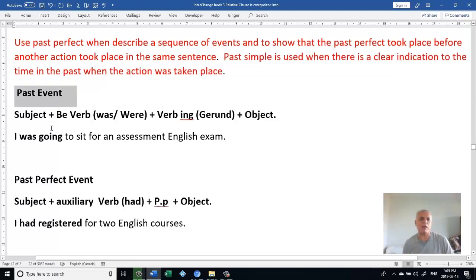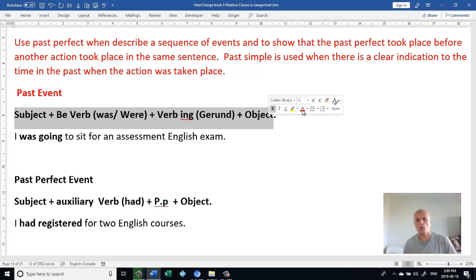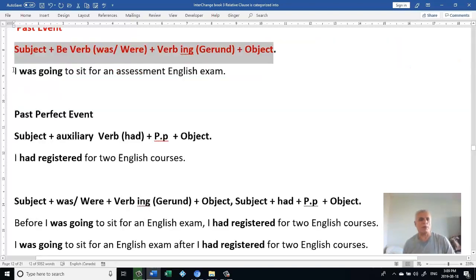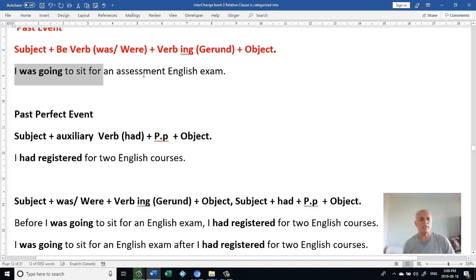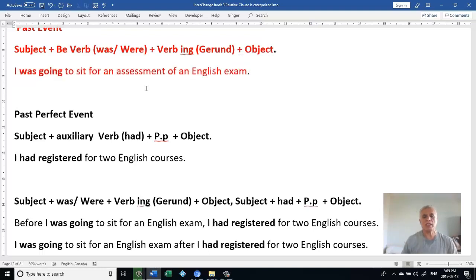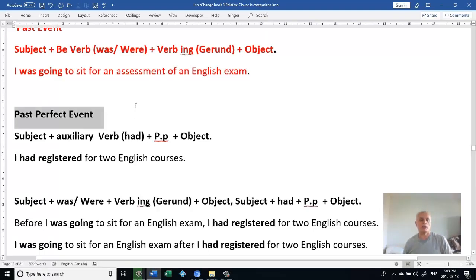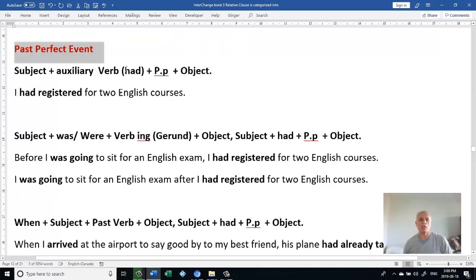Let's see here. Past event: subject, be verb was, and then verb with ing, something called a gerund. Then we have the object. For example, I was going to sit for an assessment of an English exam. With the Past Perfect event: subject, auxiliary verb had, then past participle, then object.